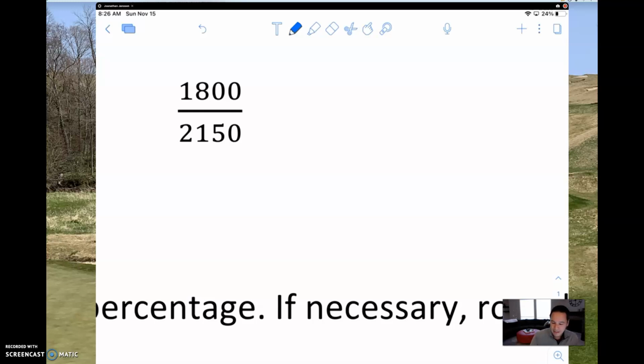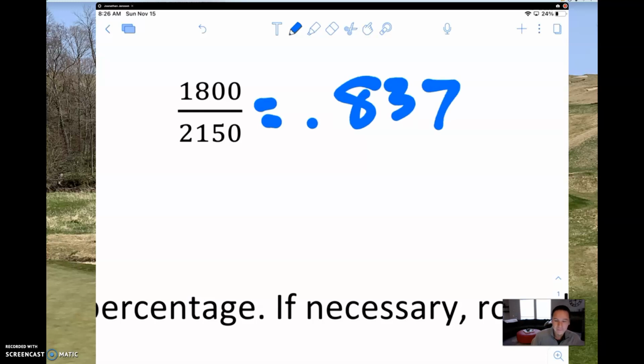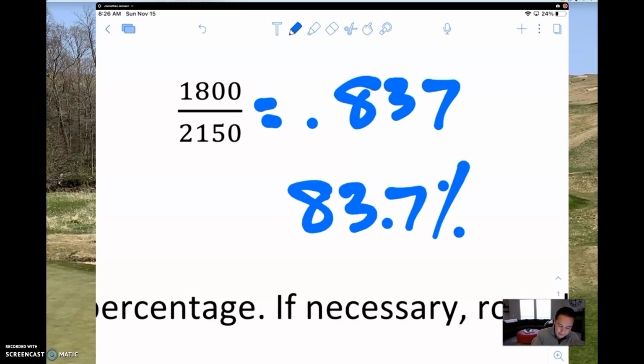So we're going to take 1800 and divide it by 2150. And that's going to equal 0.837. And if you turn this into a percent, just scoot that decimal place over 2 spots, it's going to be 83.7%.